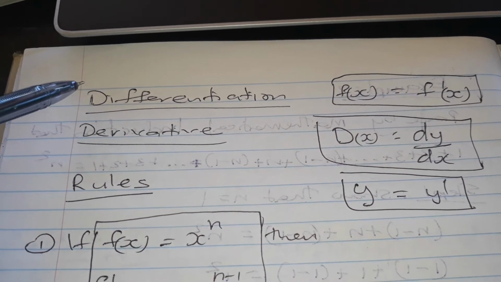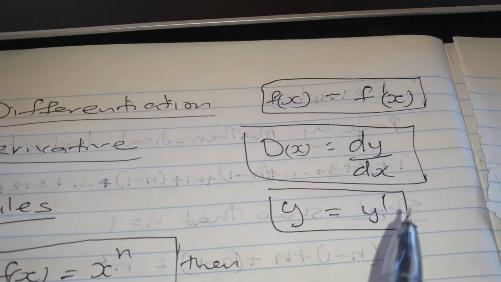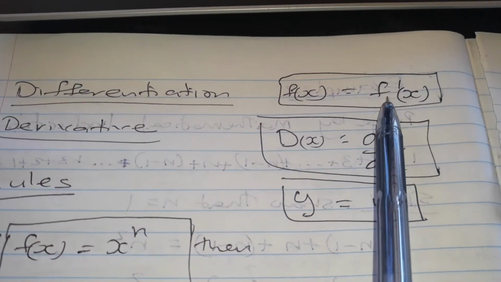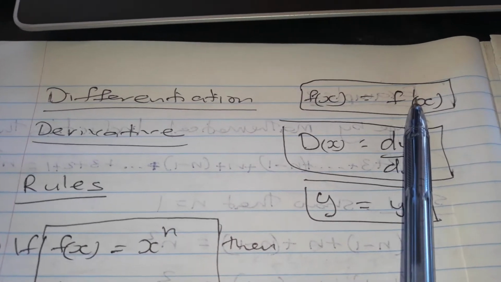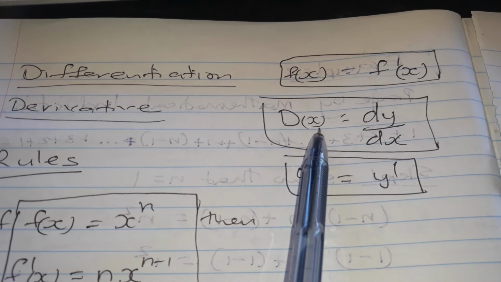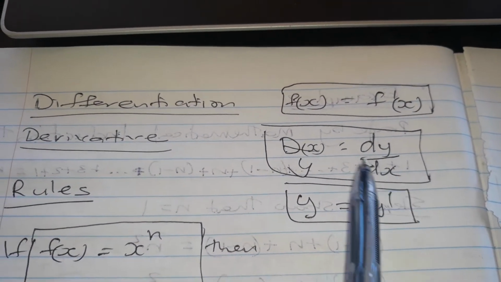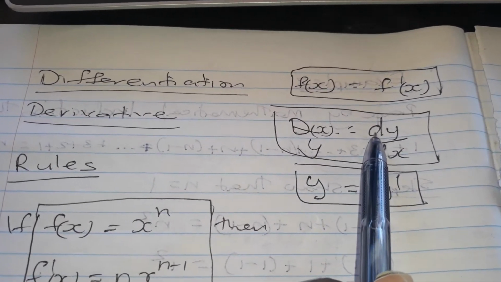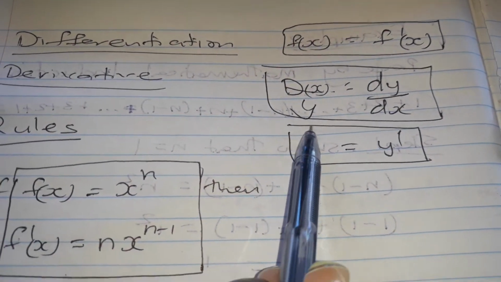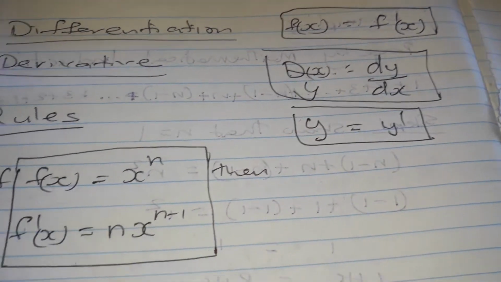There are a few names given for differentiation. It's either differentiation or derivatives, and they are written like this. If an equation is written as f(x), the differentiated equation will be written as f dash of x. Or in another case, if an equation is written as y equals something, when it's differentiated it can be written as dy over dx. Or if it is just a y, the differentiated equation can be written as y dash.